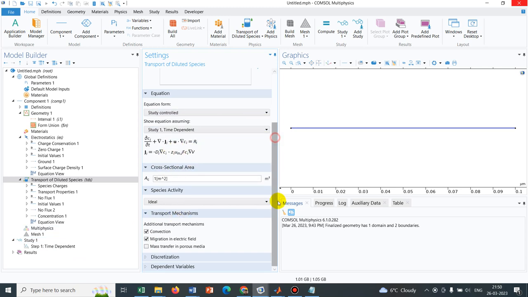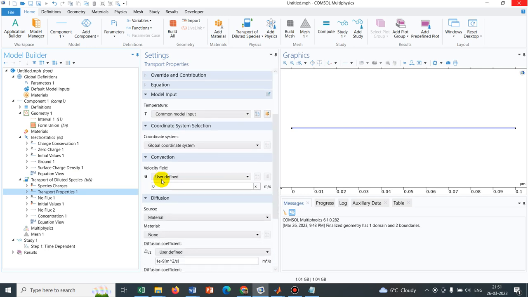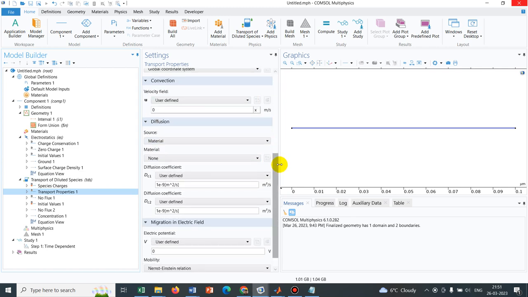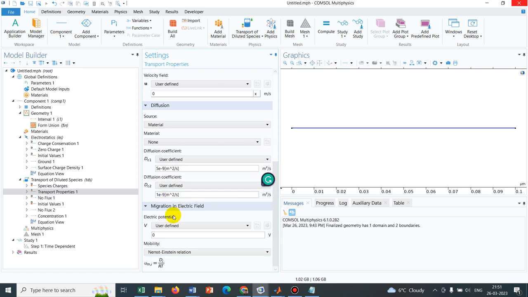Now we go to the properties. In the transport properties, it is asking for the velocity. We don't have any external flow, so we can keep it zero for the time being. Automatically the diffusion coefficients have been taken like this, but in general cations and anions may have different diffusivities. Let us consider the cations have a higher diffusivity, say 5e-9, and the other one remains at 1. So it is asking for the electric potential.